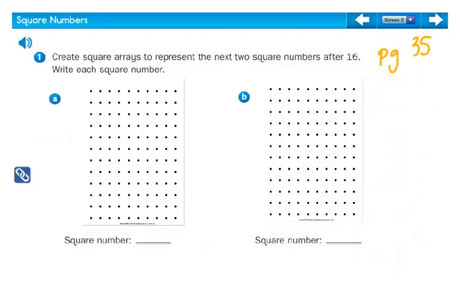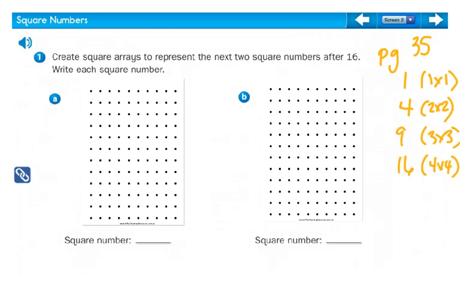Now what we're going to do in number 1 is draw square arrays to represent the next 2 square numbers after 16. So if you remember, 1, 4, 9 was square, 16 was square. What would be the next 2 numbers that I would multiply together? I took 1s, I multiplied 2s, 3s, 4s. Next would be 5s. And 5 times 5 is 25.